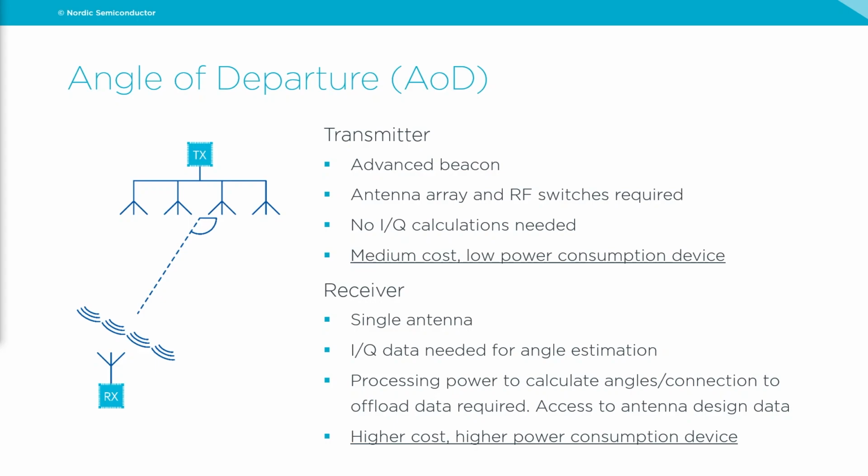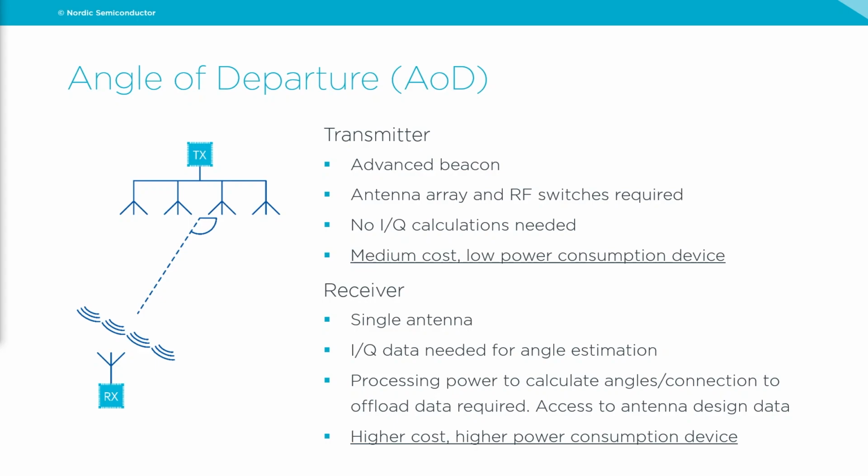On the receiver side, you now have a single antenna, which makes it a movable device, which means you can transfer it around. You will still need to be able to download all of the IQ data, and you need to have the processing power to do the calculation of the angles and the connection to offload the data. And this one also means that you need to have access to the antenna design data, so the antenna design of the transmitter side, because you need to know the distance between the antennas, you need to know the sequence of the data coming out of this and so on. So this is a much higher cost device and a higher power consumption device. This is typically where we see these ones going into.